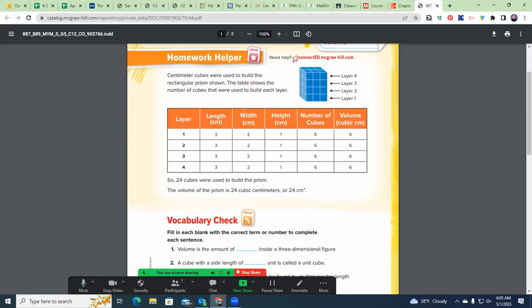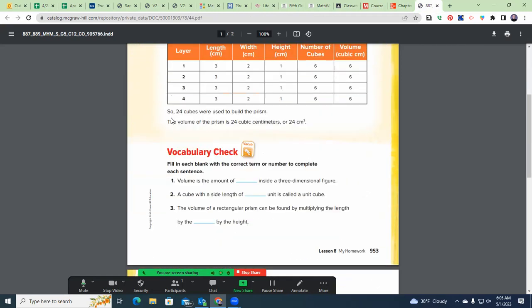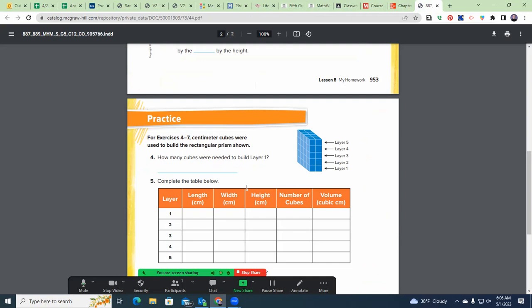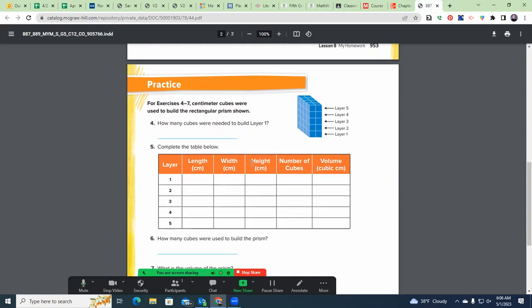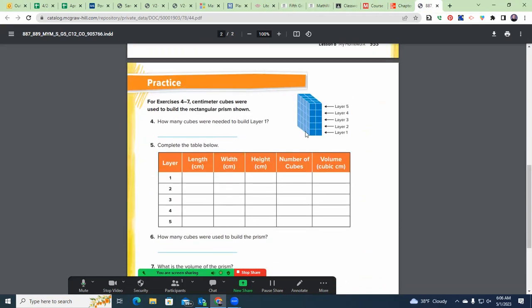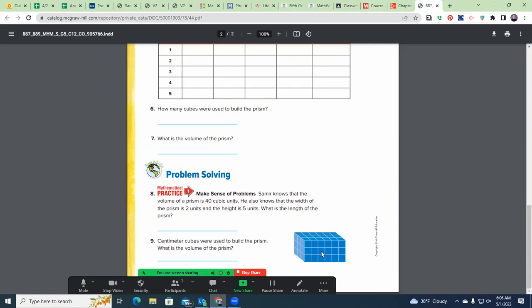All right, let's look at the assignment here. And you can see that they've created a chart. That should be a good memory enhancer. Vocabulary check, hint. Those are always highlighted words. And then you're going to practice it using this. Complete the table using this image. How many cubes? So you're using this image pretty much there. Use this image down here. You should be all set.